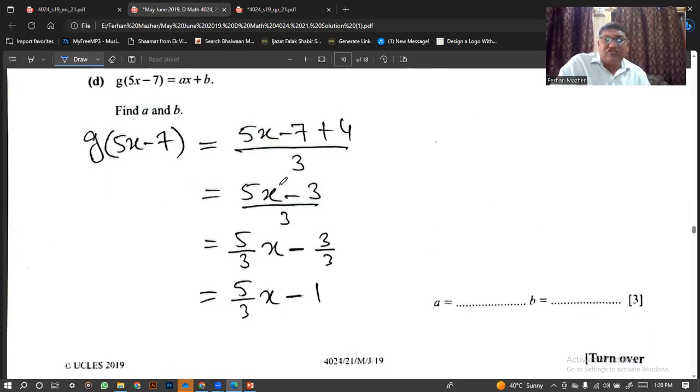So that is 5x minus 3, the whole thing divided by 3. Separate this: the denominator 3 is given separately to everyone. So it will be 5 by 3 of x minus 3 by 3. So it is 5 by 3 x minus 1.